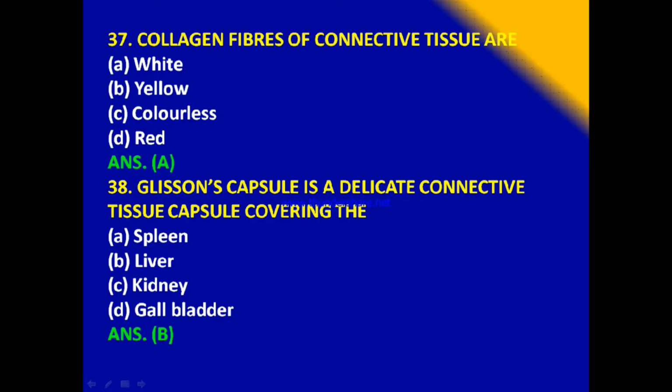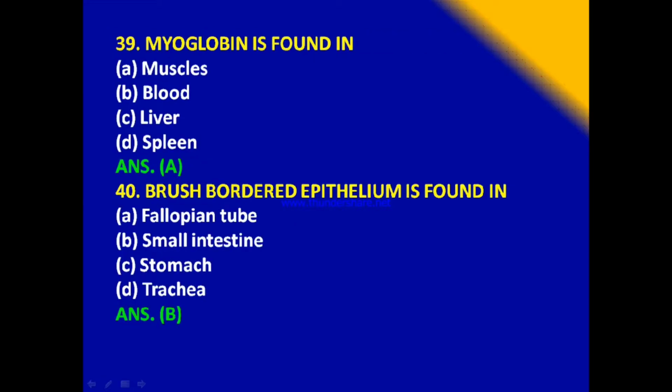Next, myoglobin is found in muscles, blood, liver or spleen. So myoglobin is found in muscle cells, and myo is the term which comes from muscles. That's why we can guess the answer. Myoglobin is found in muscle cells.